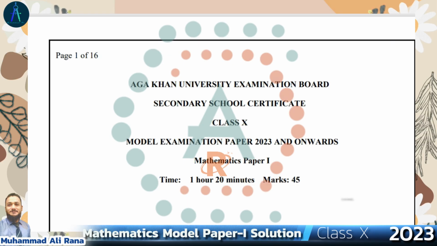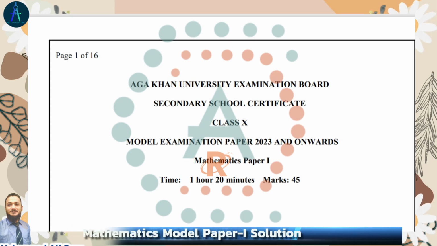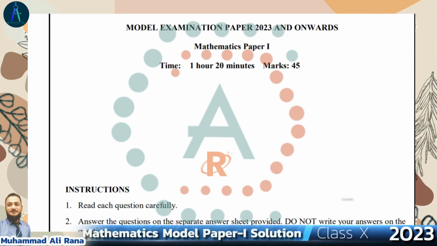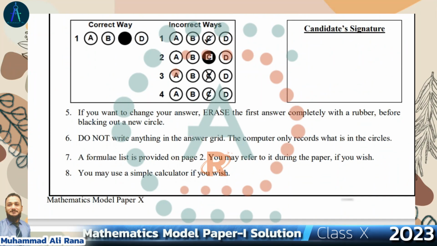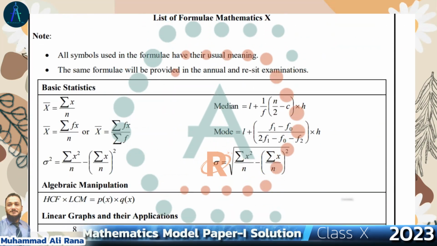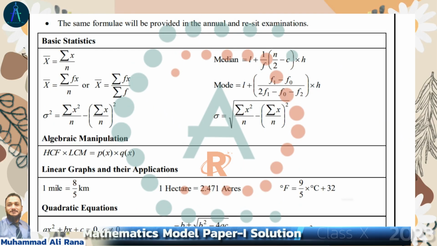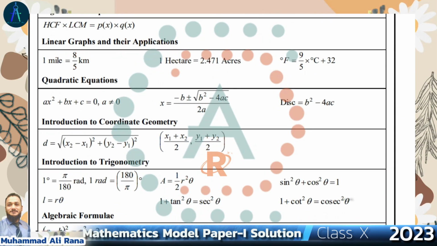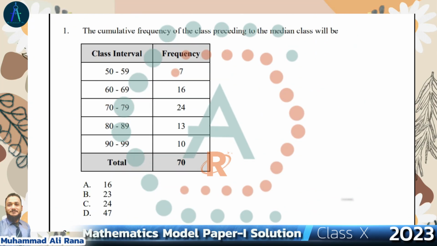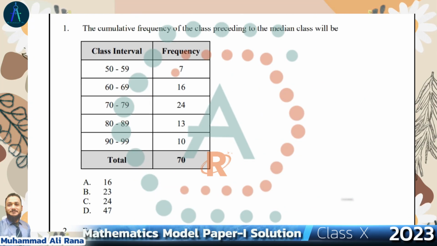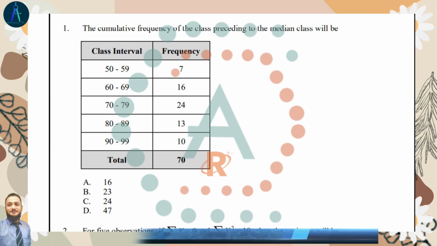In this video we are going to solve the University Examination Board Class 10th Model Paper of 2023, the Maths Paper 1 of Class 10. Here we have the formula sheet that we will need to solve this paper, and let's see the first question of this model paper 2023.